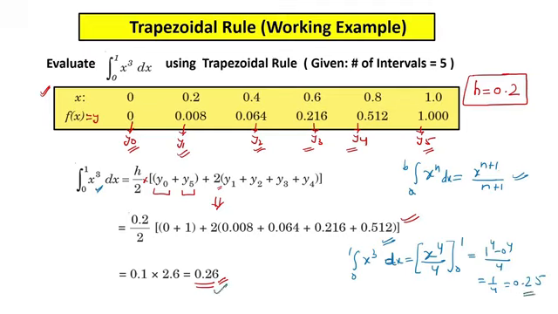And here by numerical integration, that is by the trapezoidal rule, we got 0.26. So we got similar values between our trapezoidal rule and the normal integration. The trapezoidal rule or the numerical integration method gives us approximate values. So this is your trapezoidal rule and this is how it works.